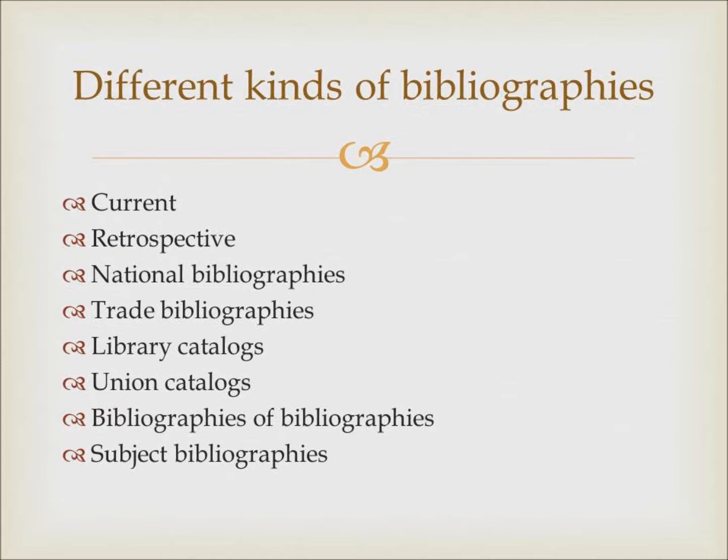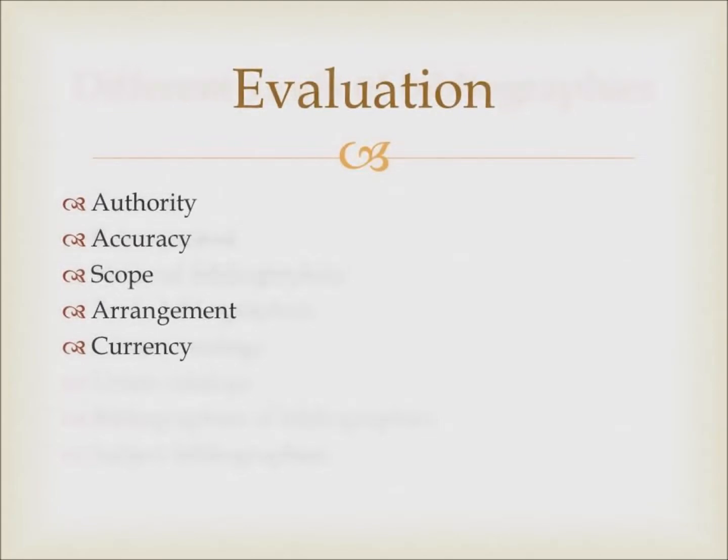So you said, well, I need a bibliography of resources on sport. Maybe you have a book with bibliographies listed in it. You can go to that and use that as a resource. The last kind of bibliography is subject bibliographies. These are lists of materials that relate to a specific topic. These are very prevalent.